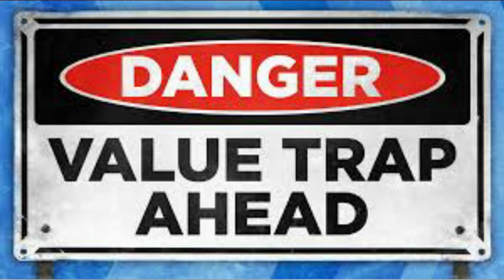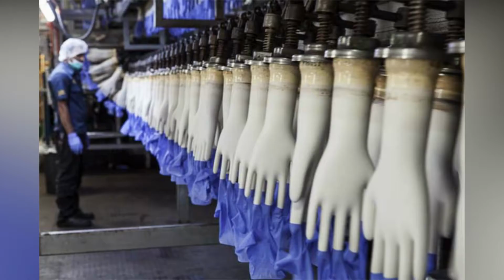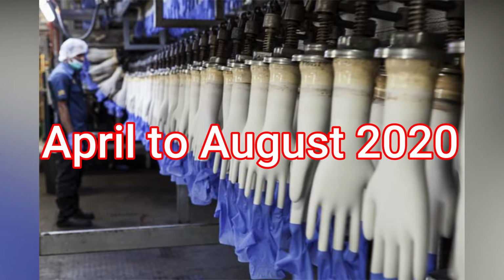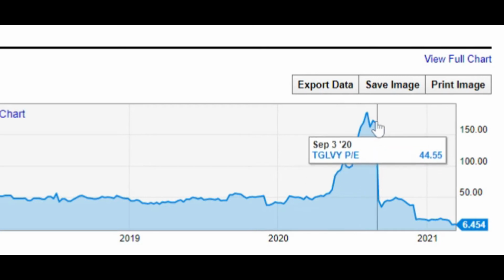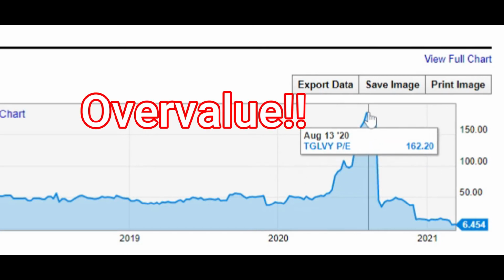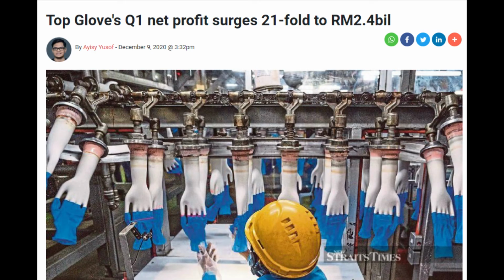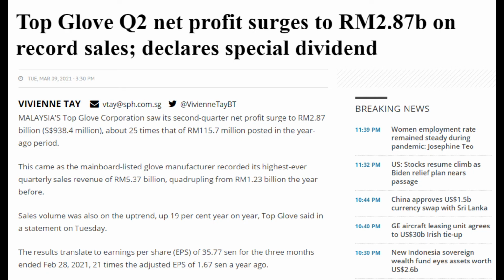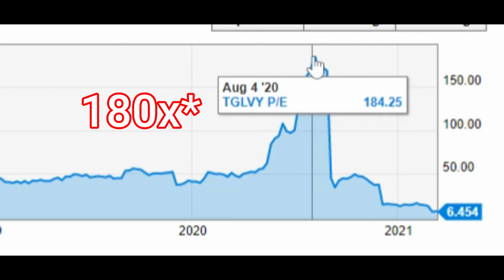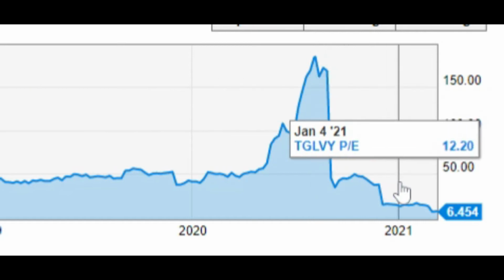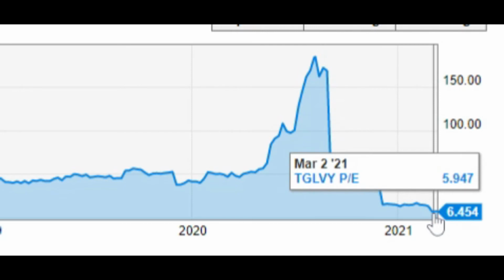this value trap. One of the classic examples is the glove sector back in April to August 2020, where companies like Top Glove were trading at 50 to 80 PE. And at that point in time, everyone thought that the gloves were overvalued. But when their Q1 and Q2 earnings reports for financial year end 2021 were out, its PE ratio actually dropped from its peak at 114 times all the way to 6 times, which essentially tells us that the company's high PE at that point in time was justifiable.